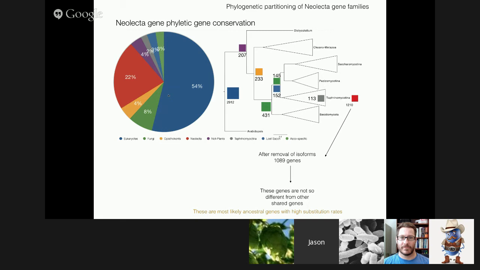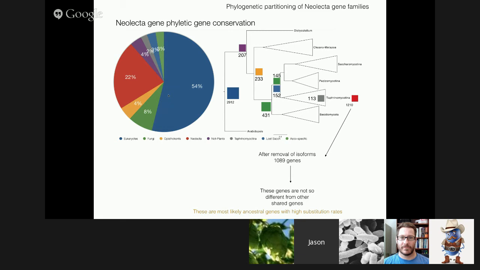About 22% of the genome is unique, whereas more than half the genome is shared with all eukaryotes, and even more like 60% of the genome is shared with other fungi and opisthokonts. So there isn't necessarily a huge amount of novelty in this genome, even though it seems to have novel form.